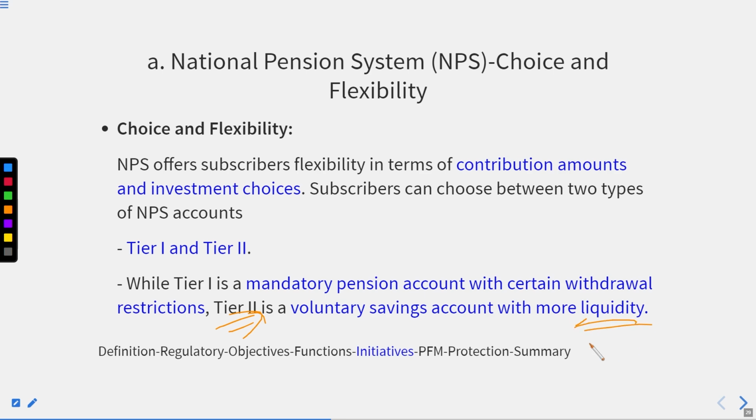So particularly you can say the NPS provides you the flexibility of choice. Like you could choose the contributed amount, like how much you want to contribute. Investment choices you have, like where you want to invest it. Second, there are two types of account, tier 1 and tier 2. Tier 1 is the primary account. You could not withdraw the money crossing a certain limit, whereas tier 2 is a voluntary savings account which has no restrictions, so you could withdraw as much as you want. All right.